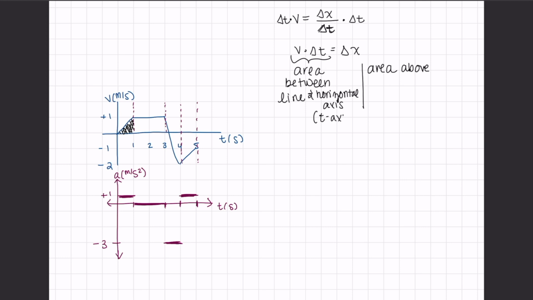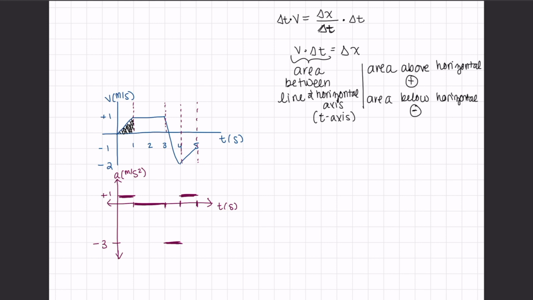Which would also be the t-axis in this case. I don't know, maybe that is a little bit more confusing, but I don't want you to just think x and then think position. I want you to know that it's the horizontal axis. Okay, so area above horizontal, now that I went on that tangent, is positive. Area below horizontal is negative.